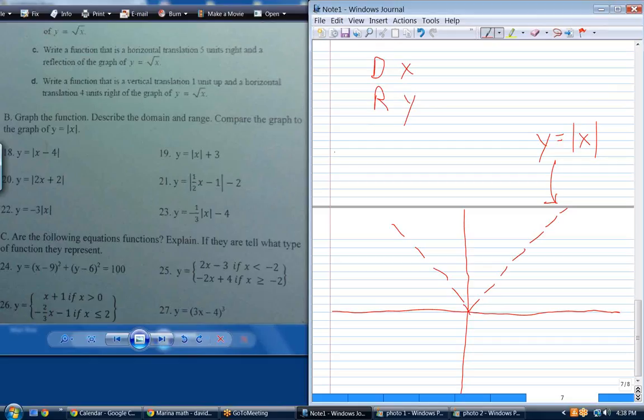Okay, now let's take y equal absolute value of x minus 4. How does that compare with this? What kind of translation or shift is happening? 4 units to the right. Yeah, so it would look like this. Same exact shape, only like that. What's the domain? All real numbers. And the range? Y is greater than or equal to 0. Okay.